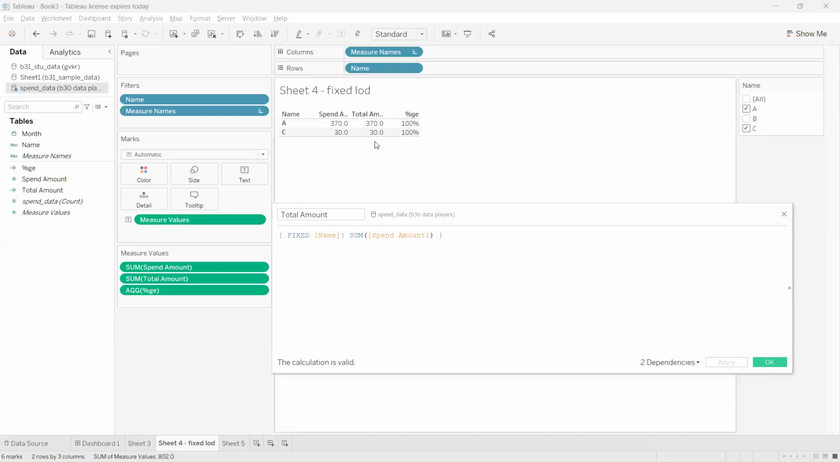Now you see my fixed LOD is now depending upon the name filter here. But here we are not achieving the same requirement. It is showing something different. But my intention is, if you want your fixed LOD to depend upon the dimensions, we have to include those dimensions in the calculation itself, or we have to add those dimensions to the context filter. Now, one more approach we have here.